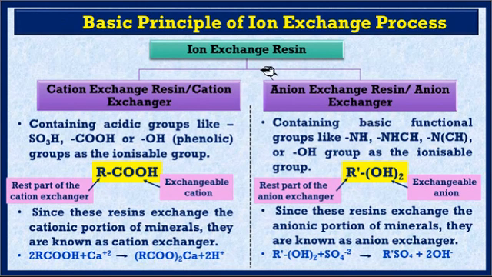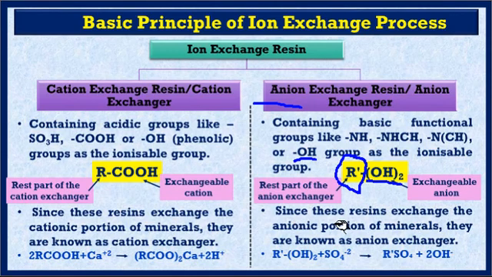The second category of ion exchange resin is the anion exchange resin, which is also known as the anion exchanger. Basically, these resins contain basic functional groups like primary amine, secondary amine or tertiary amine groups, and the alcoholic group, that is the OH group, as the ionizable group. So we can say its normal structure is ROH or R(OH)2. Both are correct. Here R is the basic polymeric part, and the OH part is the exchangeable anionic part, which can be exchanged with the anions present in the water.